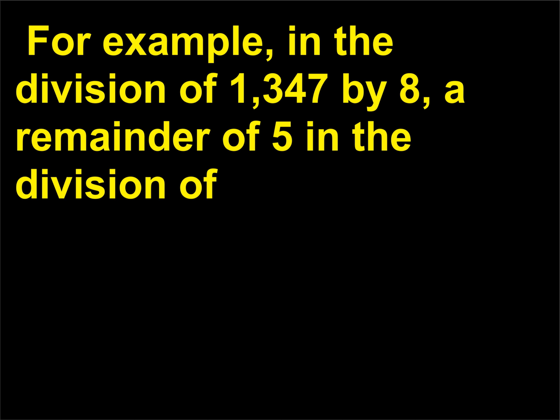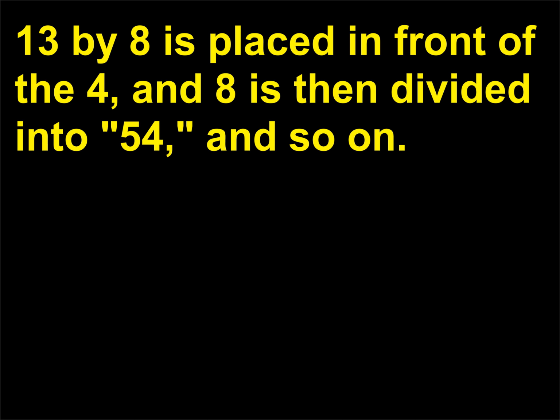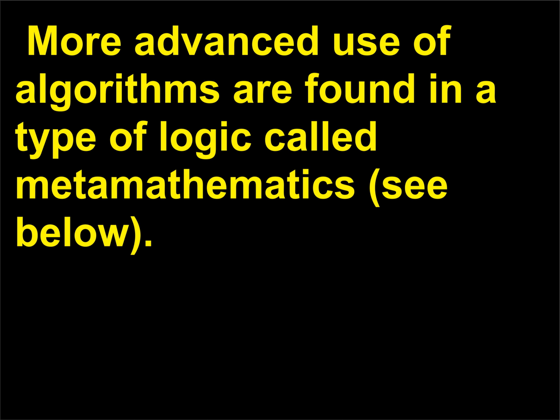For example, in the division of 1347 by 8, a remainder of 5 in the division of 13 by 8 is placed in front of the 4, and 8 is then divided into 54, and so on. More advanced use of algorithms are found in a type of logic called metamathematics, see below.